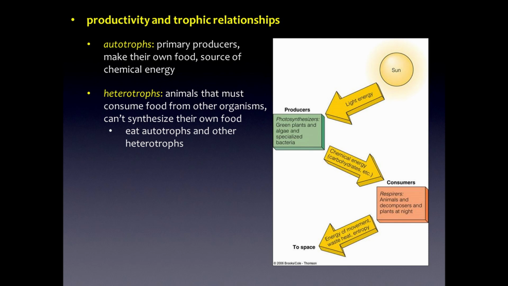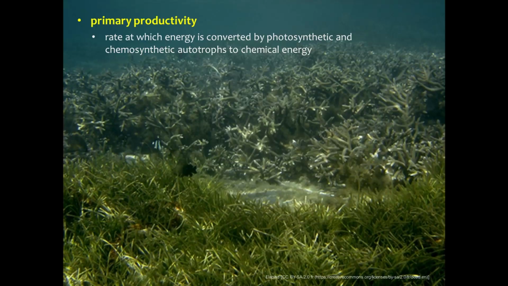One final thing, a trophic relationship is basically a relationship in terms of food or nutrition. Let's take a look at these autotrophs, these organisms that, either via photosynthesis or chemosynthesis, are able to take energy and convert it to chemical energy, and the rate at which this can occur. This is something known as primary productivity.